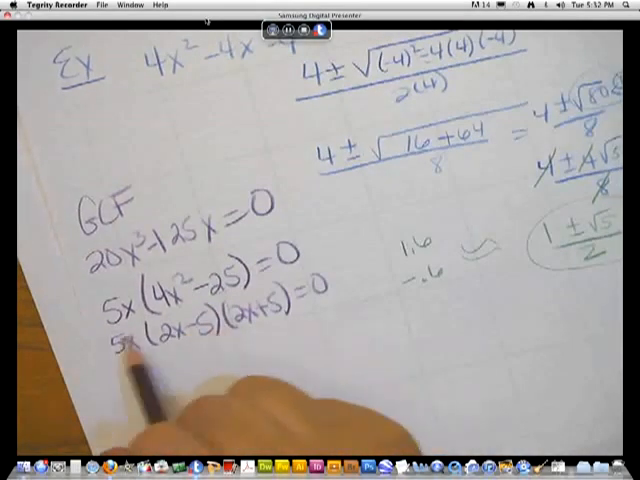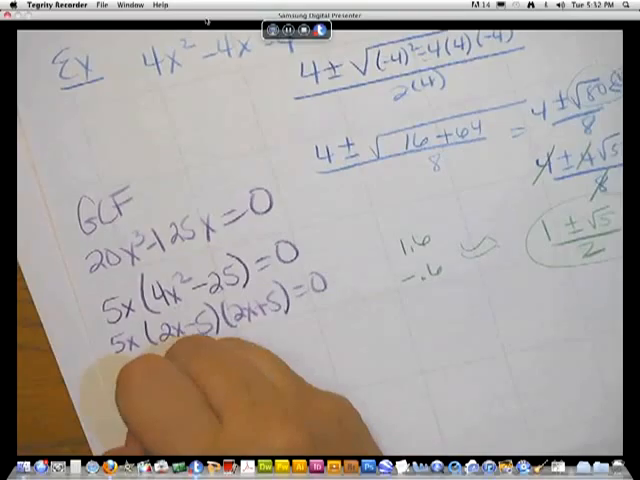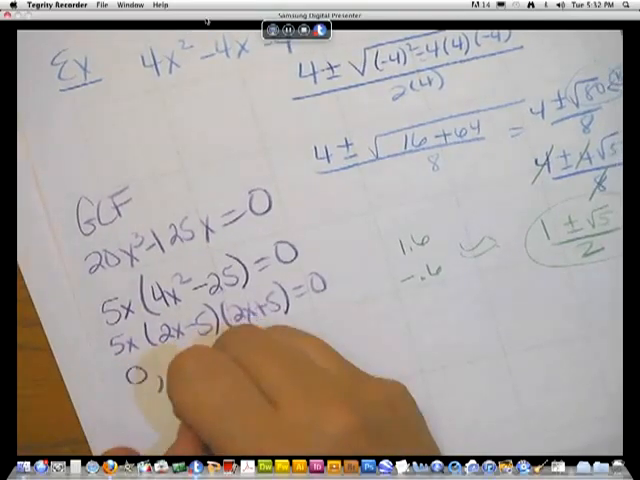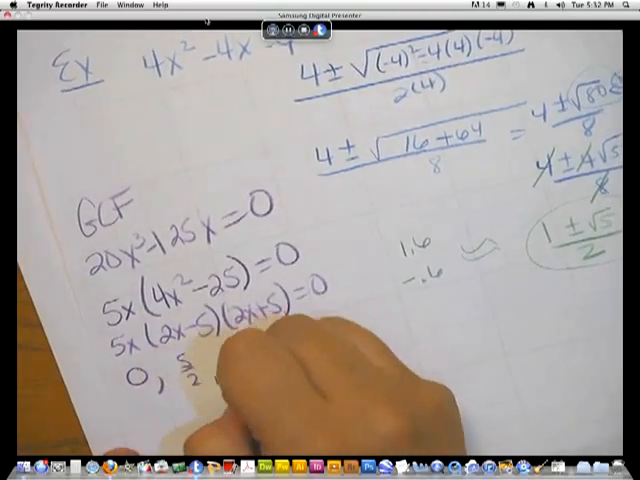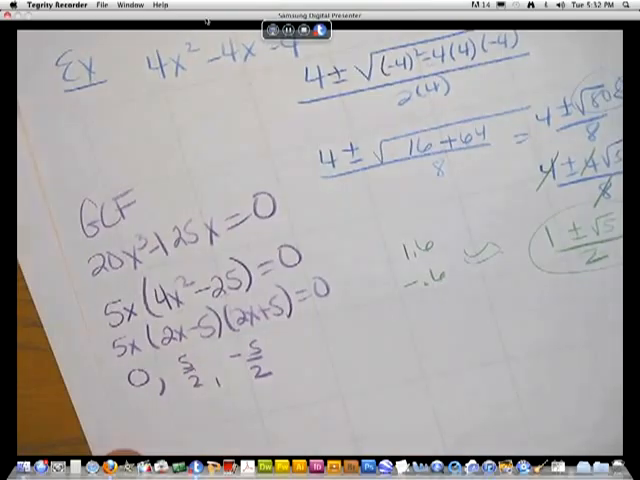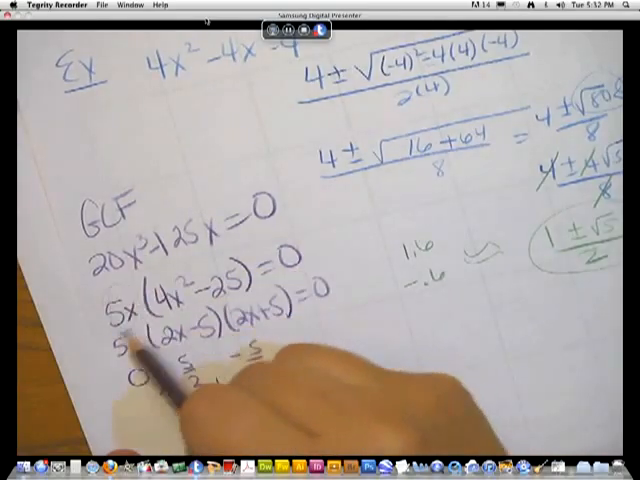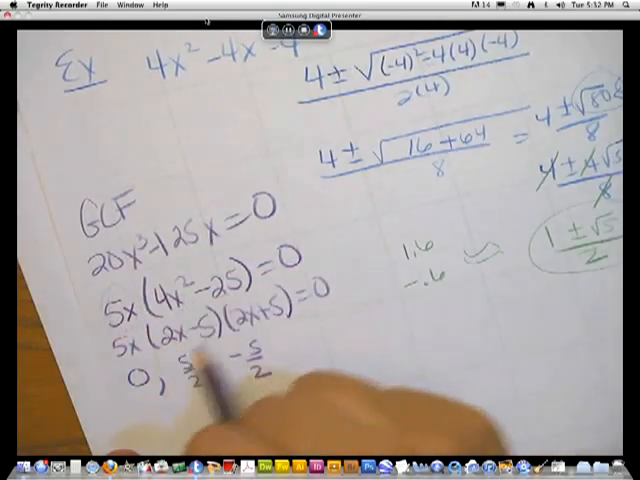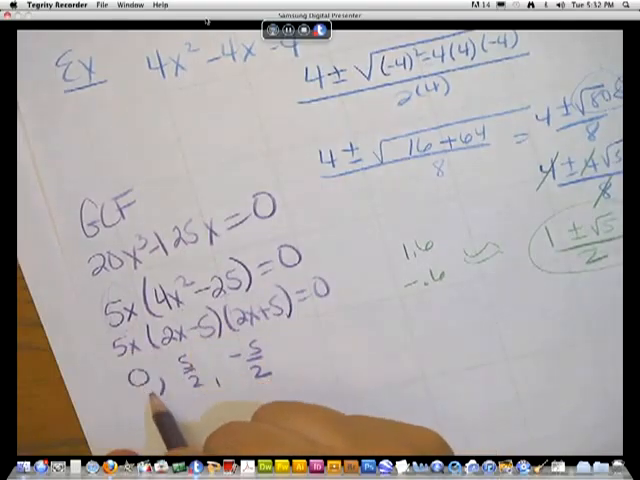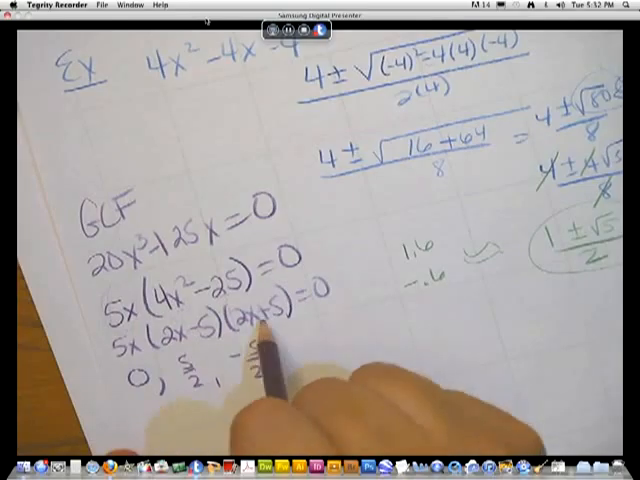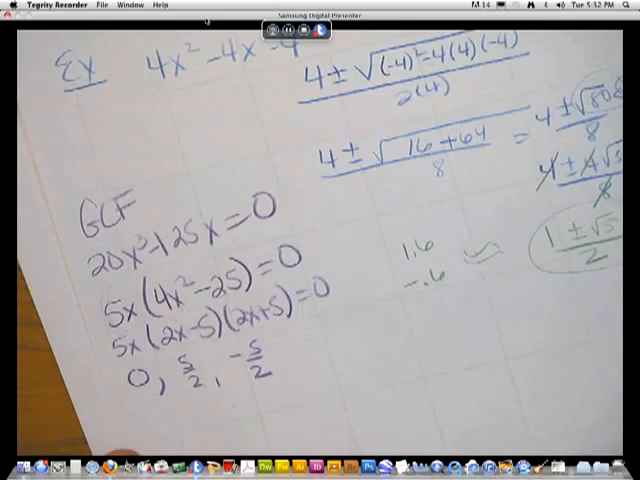Now each piece is going to give me a solution. 0, 5 halves, and negative 5 halves. Each piece gets set to 0 and you solve it. Greatest common factor, what do they have in common, comes out. Leftovers can still be factored. 5x gives me 0. Minus 5 halves gives me positive. Negative, this positive gives me a negative answer.